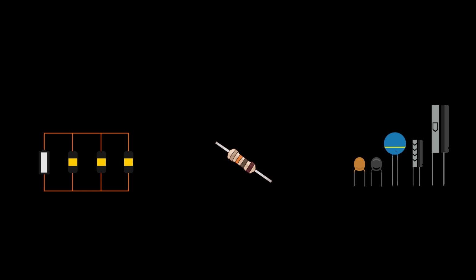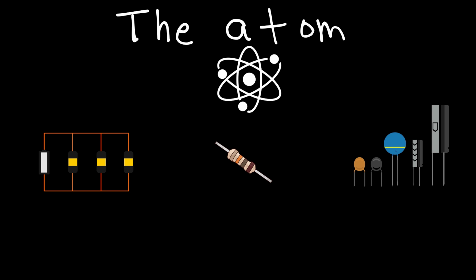Before we build a circuit, before we use a resistor or a capacitor, we need to understand this. Everything in electronics starts with the atom. So what is an atom? Why does it matter in electronics?